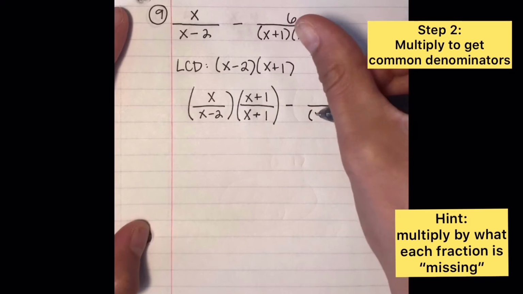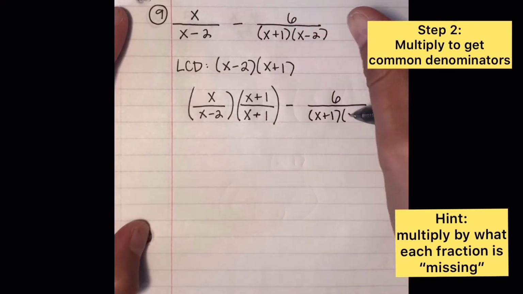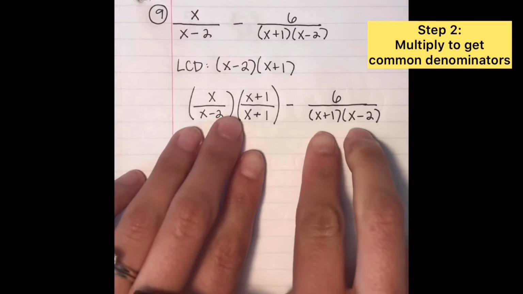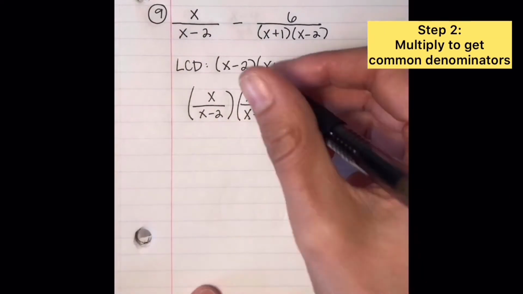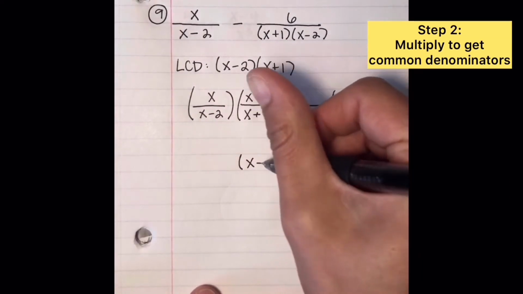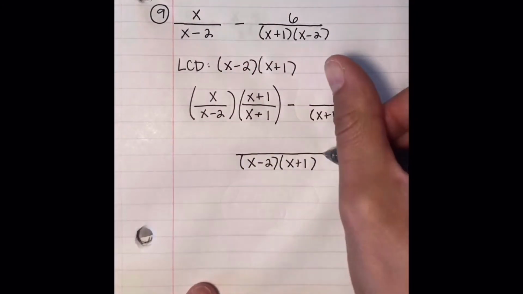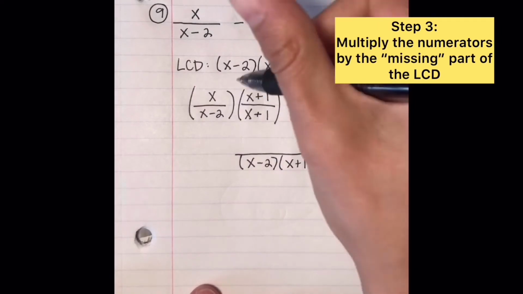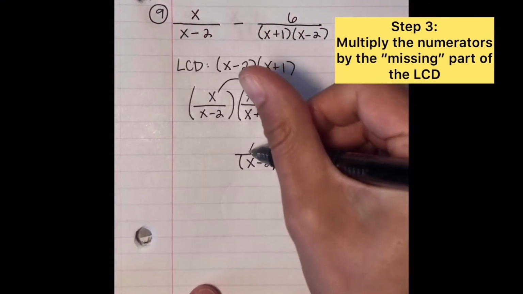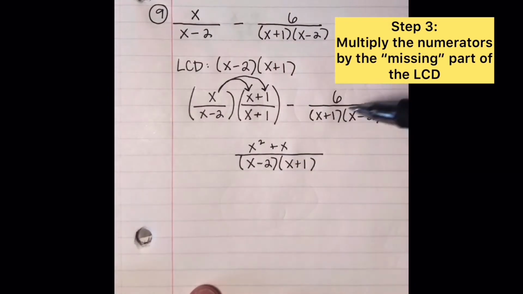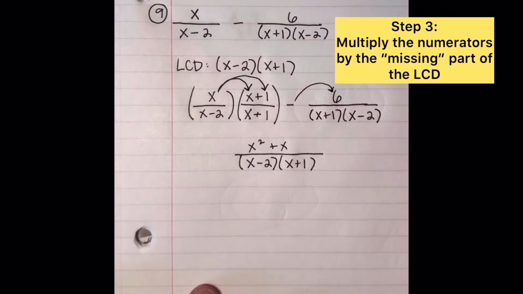Minus 6, x plus 1, x minus 2. Okay, they both have the same denominator even though they're in a different order, so let's just go ahead and write x minus 2, x plus 1. There's a little bit of distributing here. We've got x squared plus x, and then right here, the minus only goes to the minus 6.